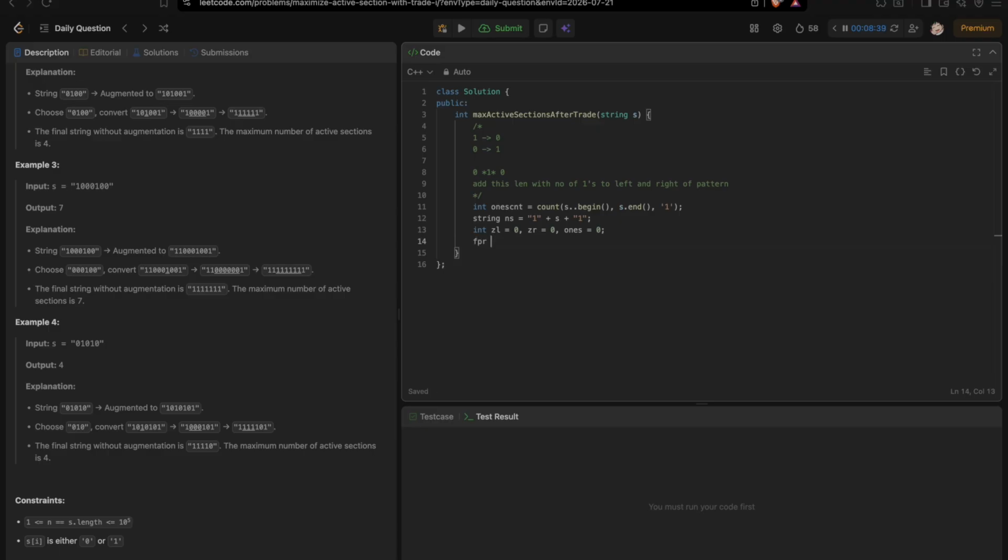Now for char ch in the new string, we check if the char is 0. I check if there are any ones. If there are no ones, then these are zero lefts. Else these are zero rights.